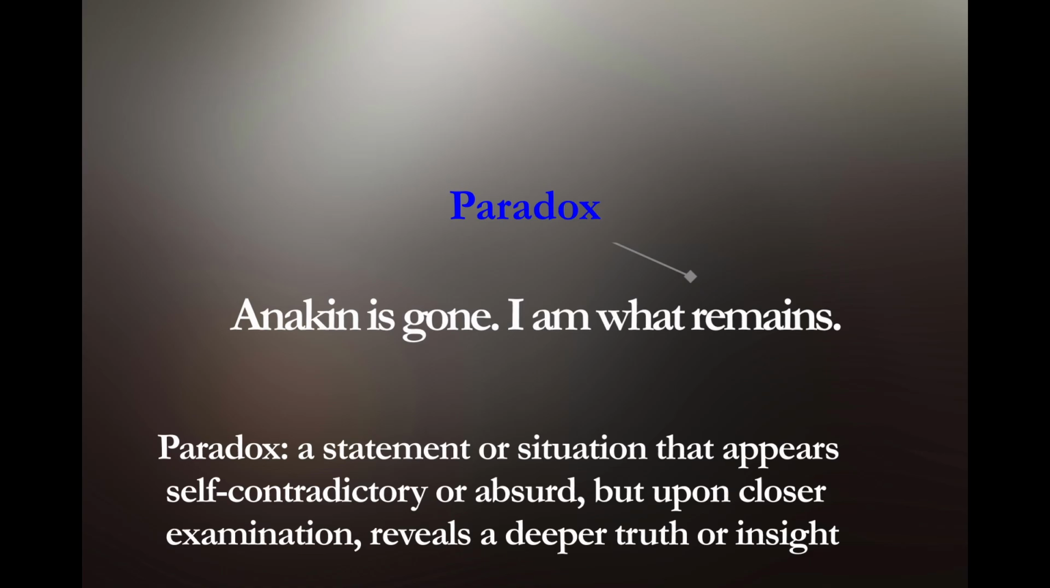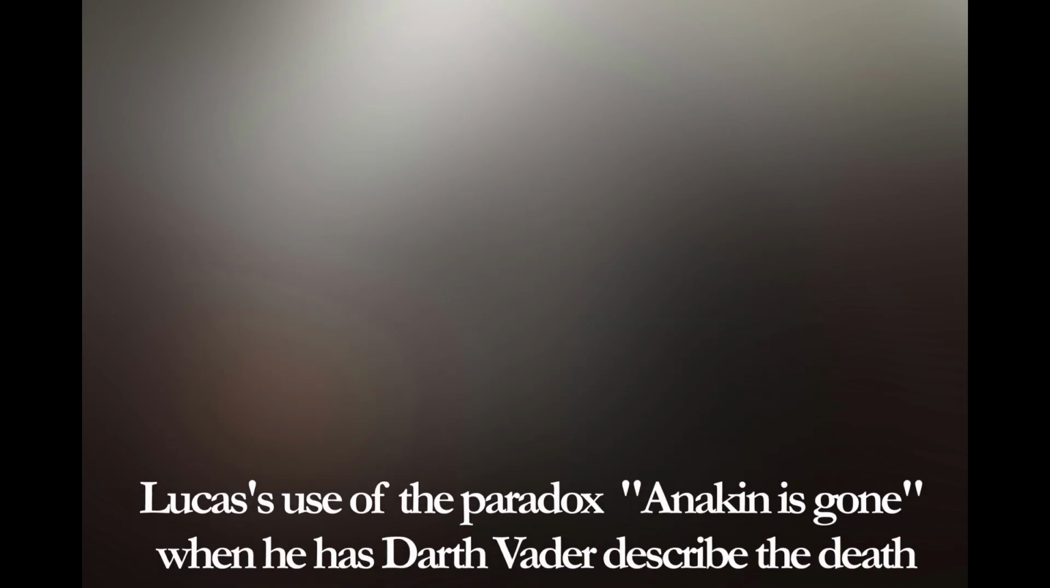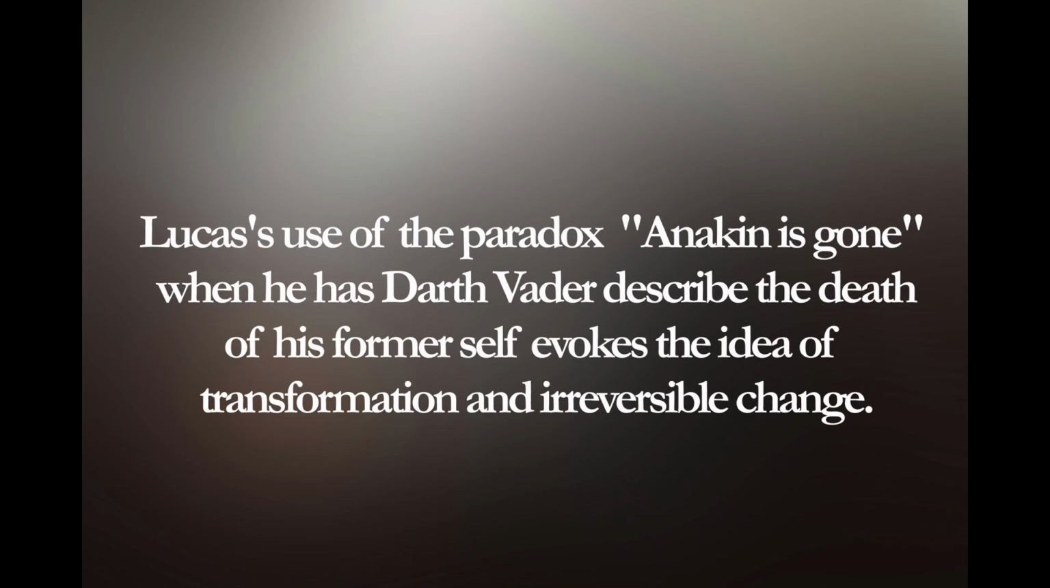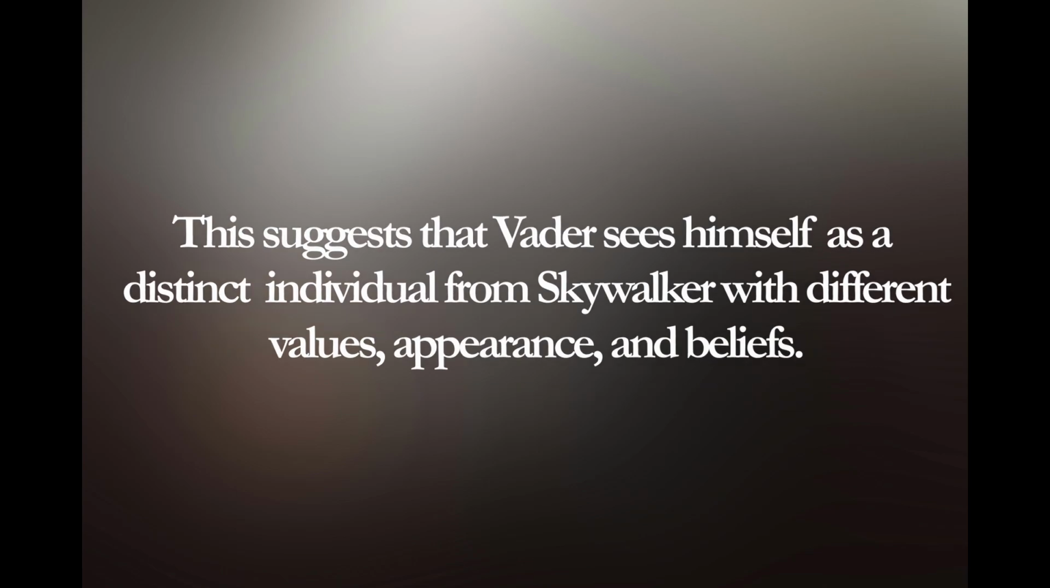Let's start first with our association inference, or our level 1 analysis. Lucas's use of the paradox "Anakin is gone" when he has Darth Vader describe the death of his former self evokes the idea of transformation and irreversible change. Now let's add our broader inference here. This suggests that Vader sees himself as a distinct individual from Anakin Skywalker with different values, appearance, and beliefs. Notice how we have used our association inference to figure out something deeper about the character.